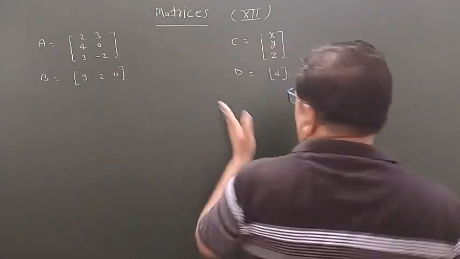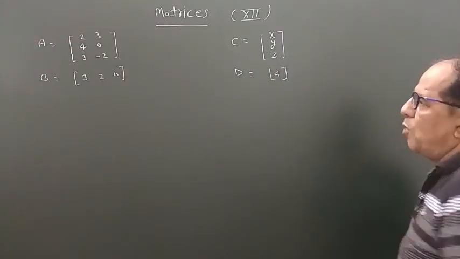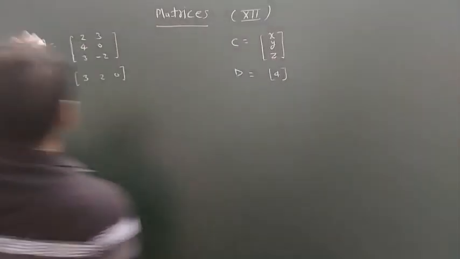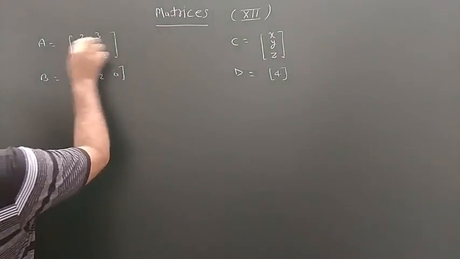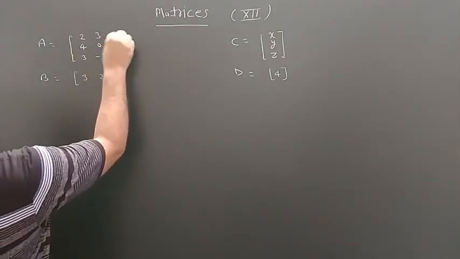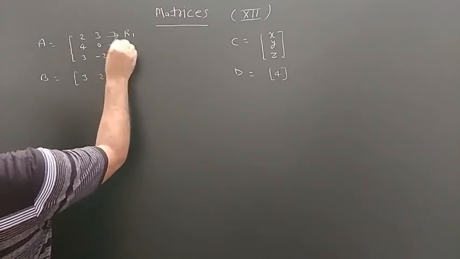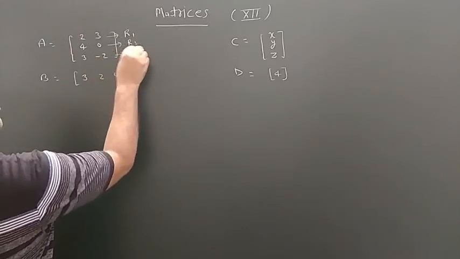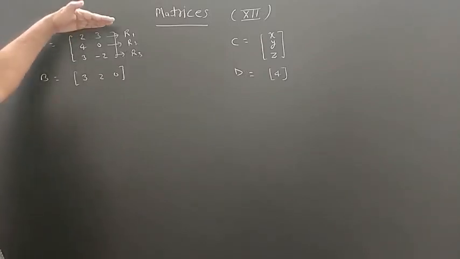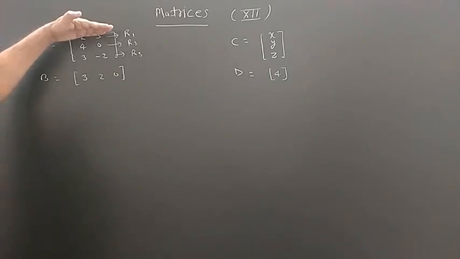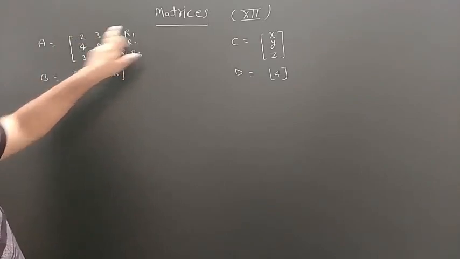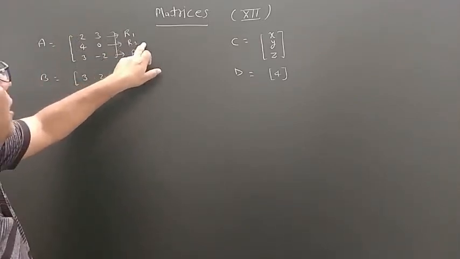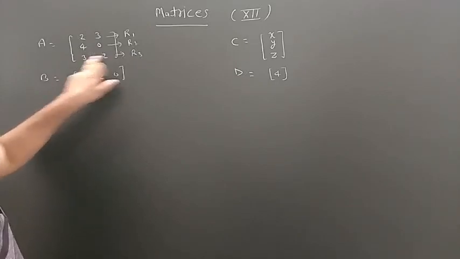Here are some more examples showing rows of matrices. Suppose in this example A equal to the matrix with 2, 3, 4, 0, 3, minus 2. The elements 2 and 3 are arranged horizontally. This is called row 1, this row 2, this row 3. All the elements arranged horizontally are called a row. In other words, the elements of the first row are 2 and 3, the elements of the second row are 4 and 0, and the elements of the third row are 3 and minus 2.